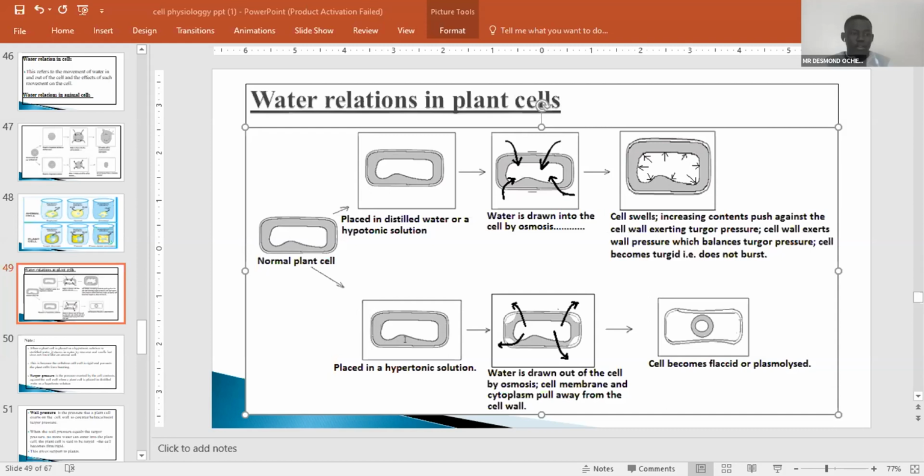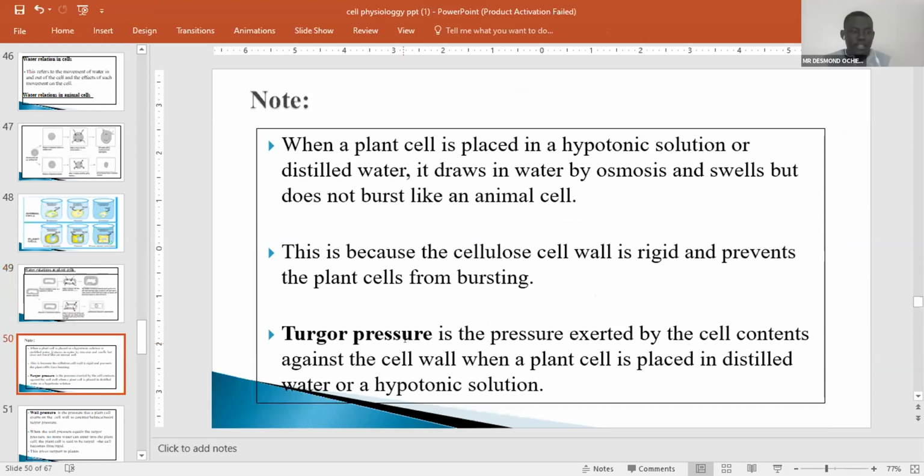But before that, just to summarize what I've explained, we have said that when a plant cell is placed in a hypotonic solution or distilled water, it draws in water by osmosis and swells, but does not burst like an animal cell. This is because of the presence of the cell wall, which is rigid and prevents the plant cells from bursting.